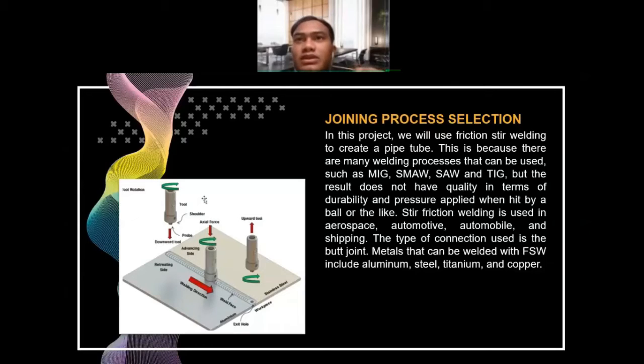Friction stir welding is used in aerospace, automotive, and shipping. The type of connection used is the butt joint. Metals that can be welded with FSW include aluminum, steel, titanium, and copper.